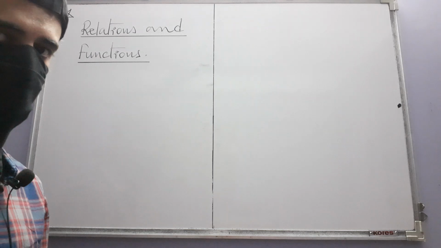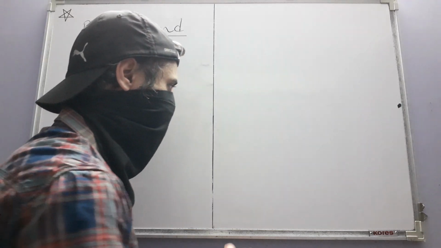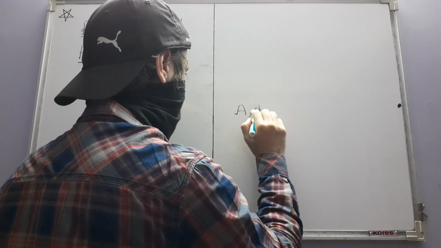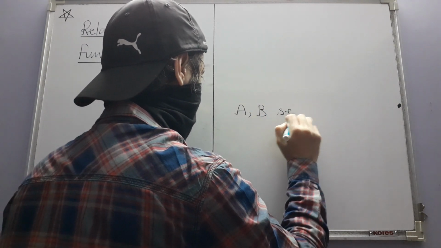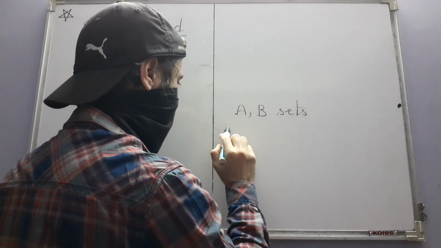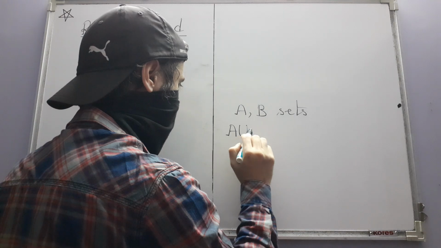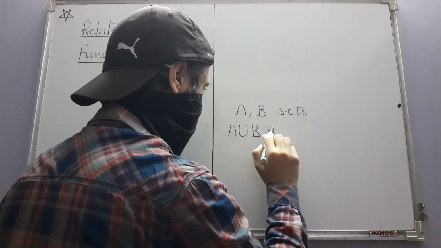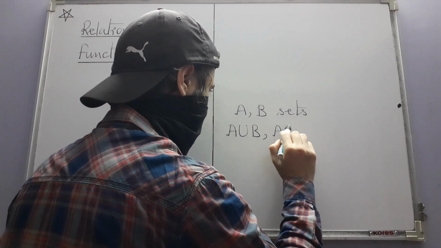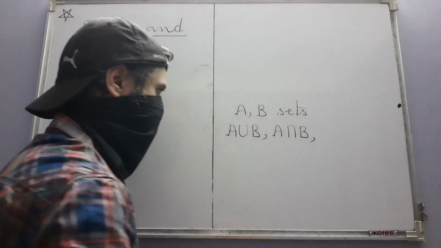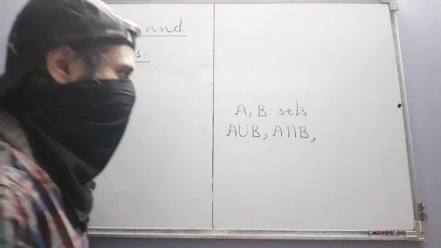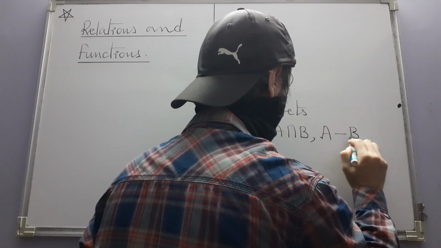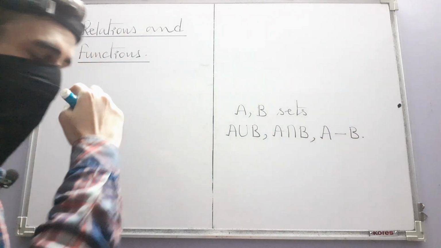We have already come across three, right? Say A and B are sets. Then we have seen their union. This is one operation. Then their intersection. This is another operation. And there is also the difference operation.